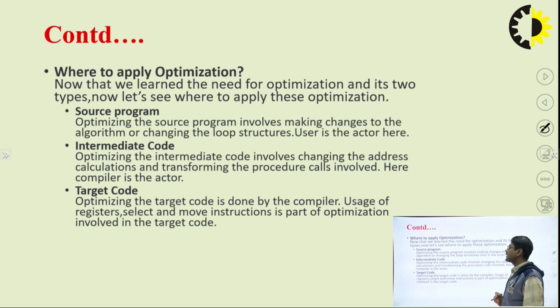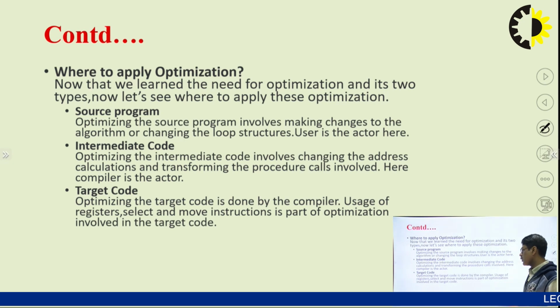Okay. If we talk about the source program in detail, optimizing the source program involves making changes to the algorithm or changing the loop structure. The user is the actor here, because the source program is input by the user. Optimizing the intermediate code involves changing the address calculations and transforming the procedure calls. Here the compiler is the actor, because it is a program which uses this process of optimization to optimize the intermediate code for producing a better target code.